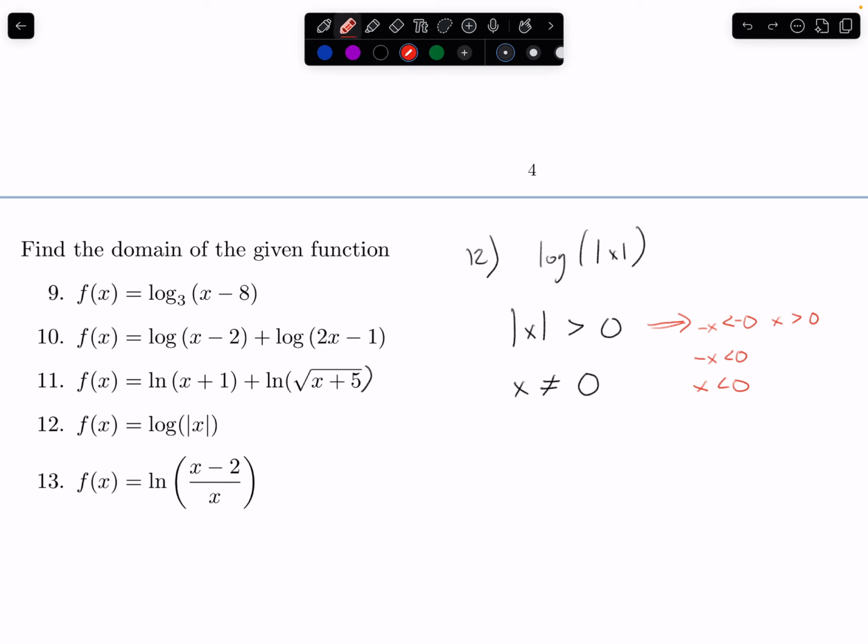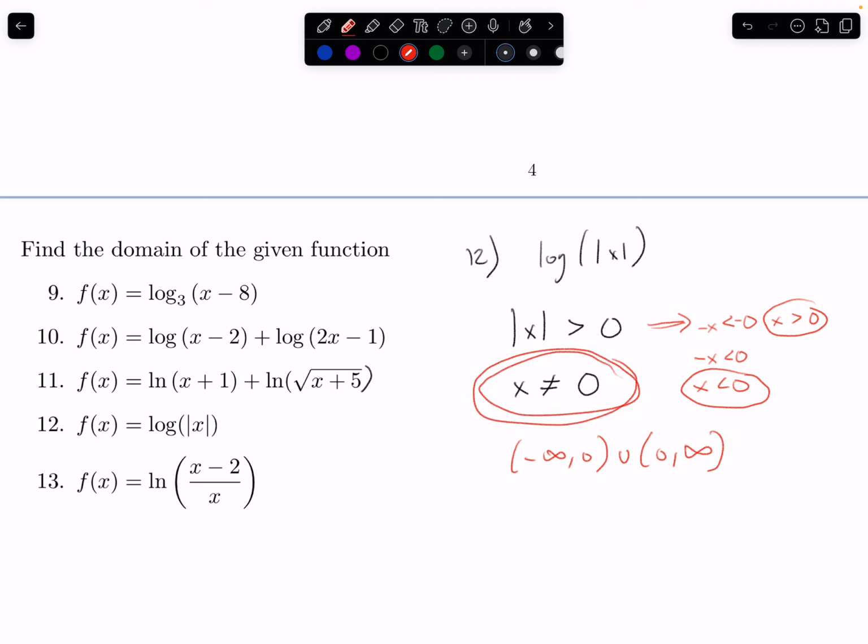So looking at those two solutions, what does it mean? x is less than 0 or x is greater than 0? It means it's not equal to 0. Okay, how do you write this in interval notation? You can say negative infinity to 0, union 0 to infinity. But in this particular case, just saying x not equal to 0, that's good enough for me too. That means the same thing.